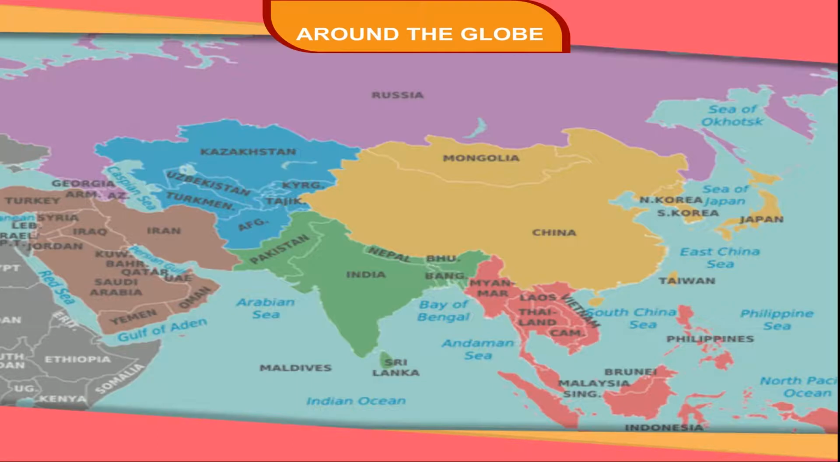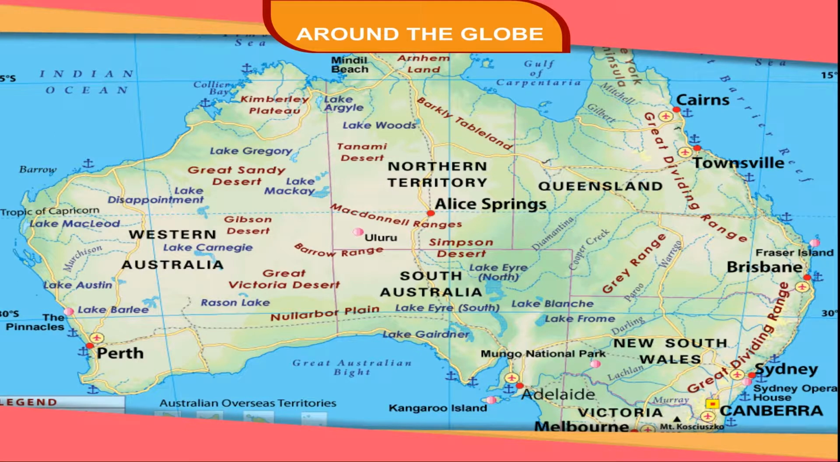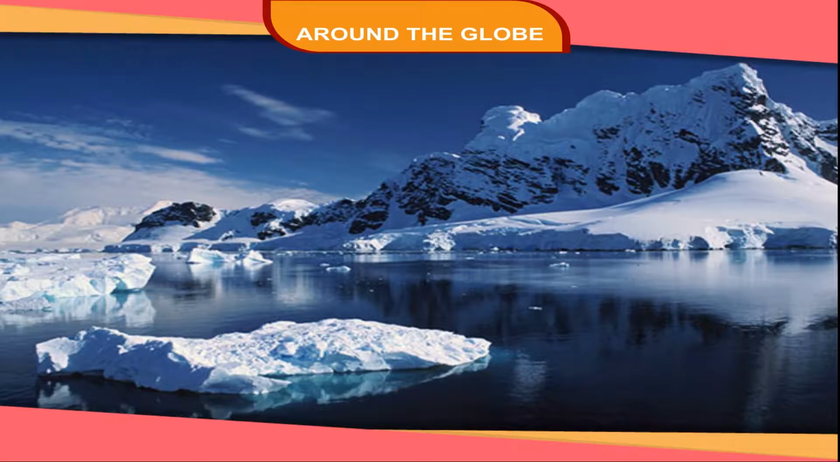Our country, India, is in Asia. Asia is the largest continent and Australia is the smallest continent. Antarctica is the only continent which does not have permanent human population.